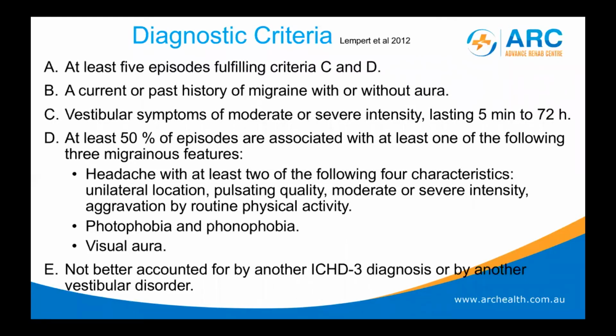Another part of the diagnostic criteria is that at least 50% of the episodes are associated with at least one of the following 3 migrainous features. So the person must have a headache with at least 2 of the following 4 characteristics: unilateral location, meaning one-sided, of pulsating quality, of moderate to severe intensity, and/or aggravated by physical activity. The person is often light and sound sensitive, so photophobia and phonophobia, and they may have a visual aura.